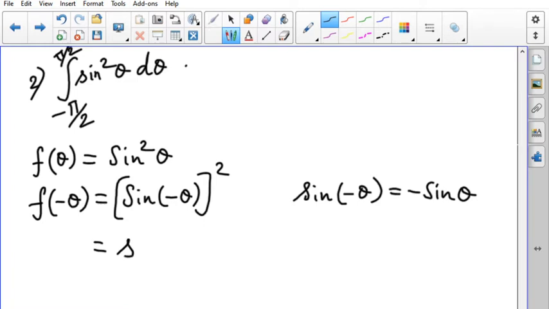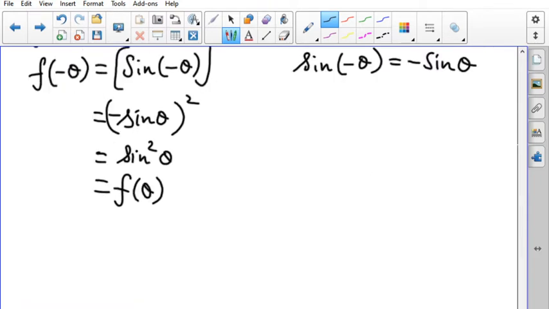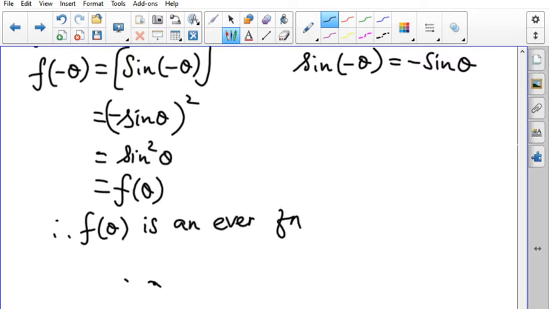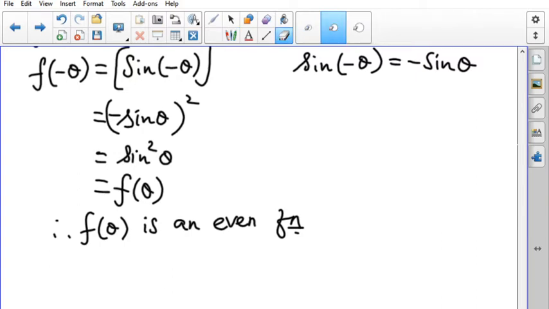So it becomes minus sin theta the whole square. Minus into minus is plus, so we get sin square theta, which is the same function, f of theta itself. So when we substitute minus theta, we get f of theta. Therefore f of theta is an even function. For an odd function we can put the integral value as 0, but here it is an even function. So we have to write down the given problem.